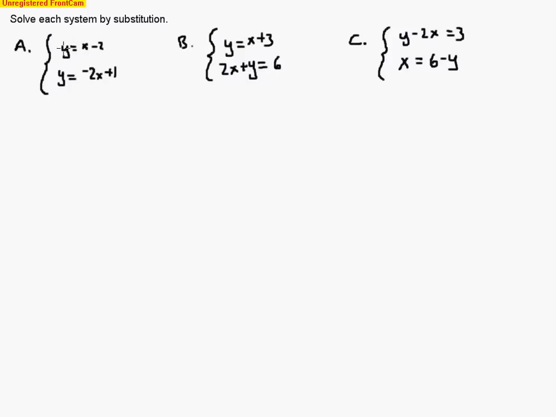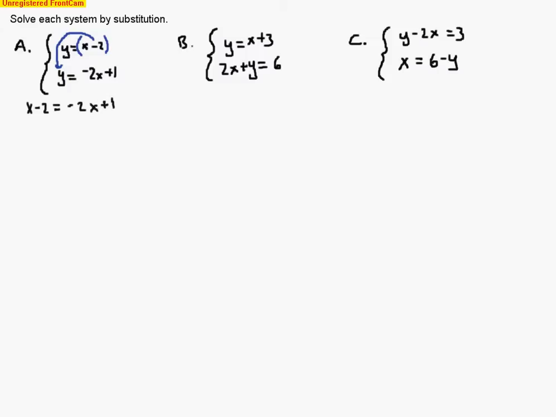So you see how y equals x minus 2. Well, we're going to take this expression of x minus 2, since y equals it, and we're going to put it in place of the other equation. So we'll go ahead and rewrite this second equation, but in place of that y, I'm going to write x minus 2. And this equals negative 2x plus 1.